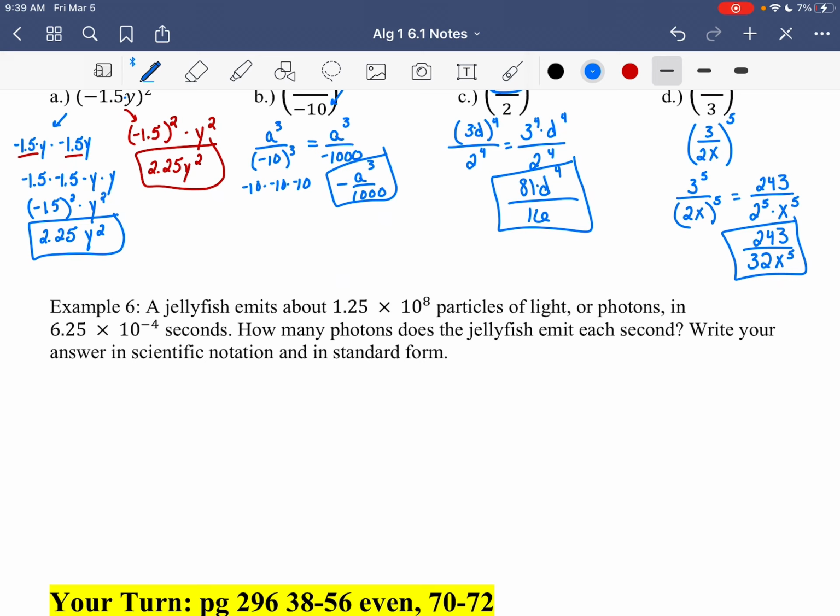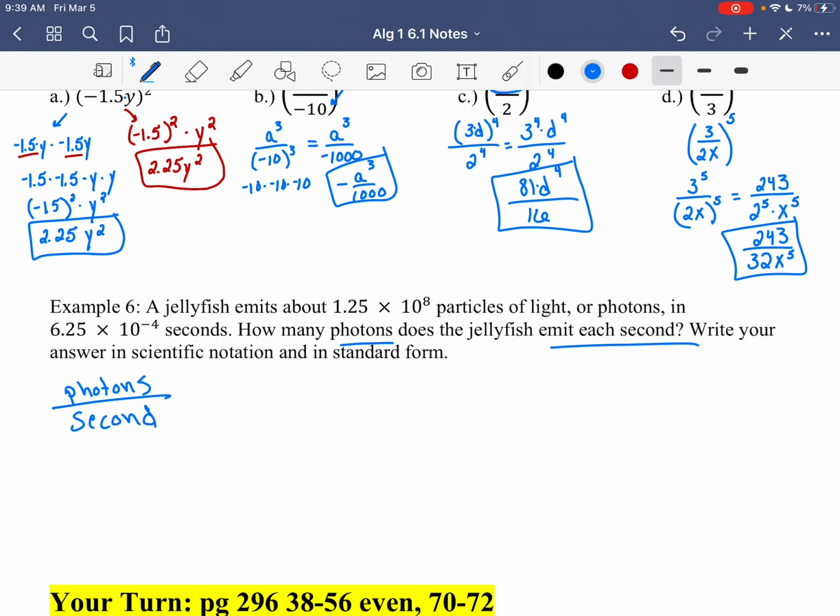Okay. All right, next one. A jellyfish emits 1.25 times 10 to the 8th, again, that's super, super big, particles of light or photons in that many seconds. How many photons does the jellyfish emit each second? So we want to know how many photons does the jellyfish emit each second. So I'm looking for photons per second.